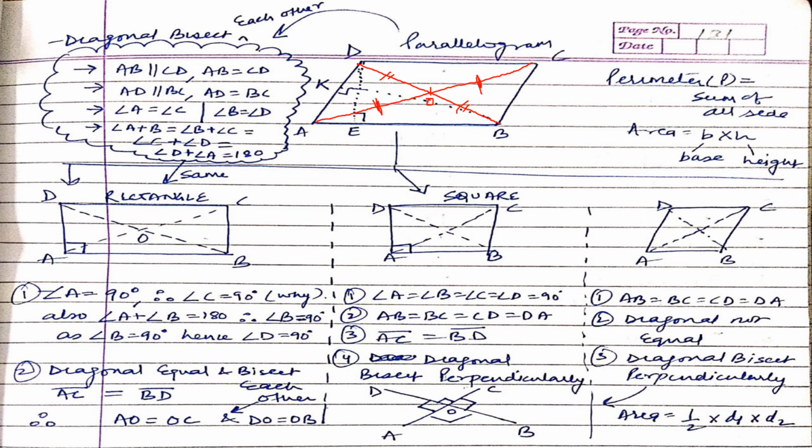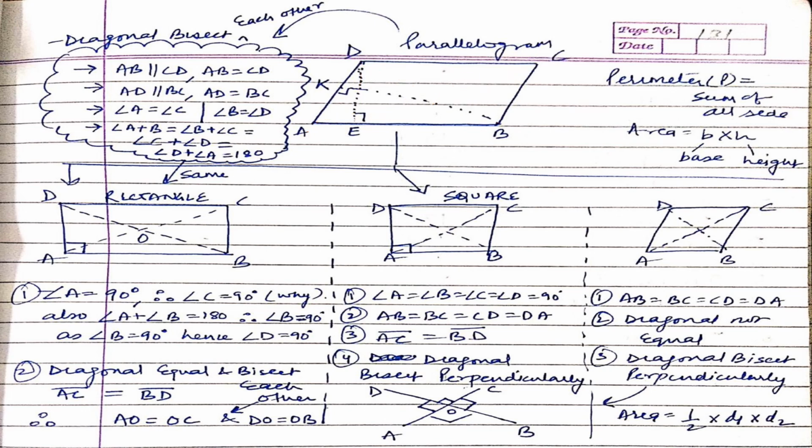Second thing, what is the perimeter of a parallelogram? Very simple. The perimeter of any polygon is the sum of all sides. And second, what is area? Area is given by base into height. You can take this AB as the base and this DE as the height for this formula. Now, let's see the cases one by one.